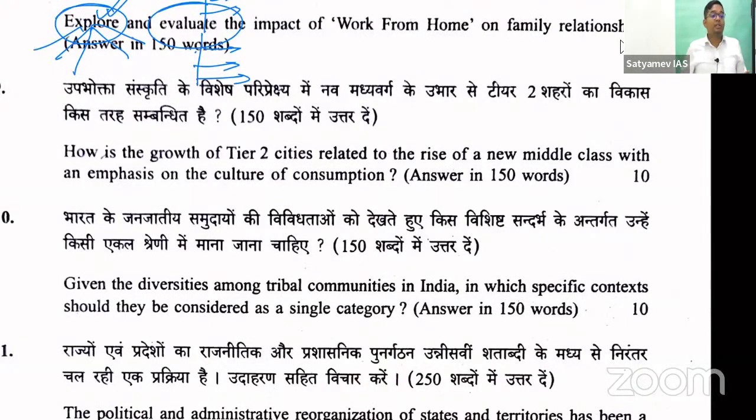Read the question related to family relationships. Okay. So conclusion: post corona, the increased instances of work from home culture are a blessing in disguise for family relationships. All right. And it should be utilized for the win-win purpose of the family, or for creating a healthy family and healthy relationships.